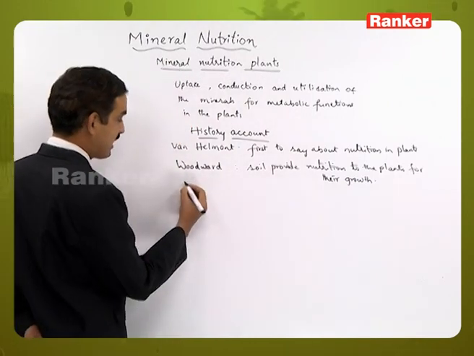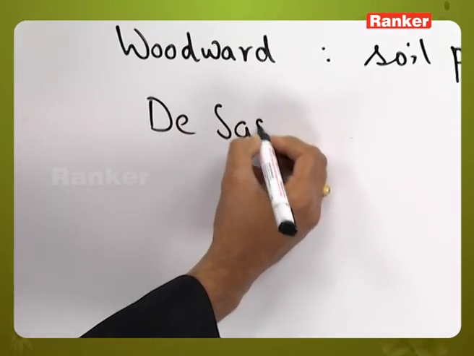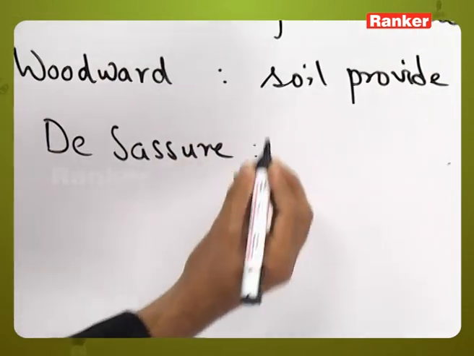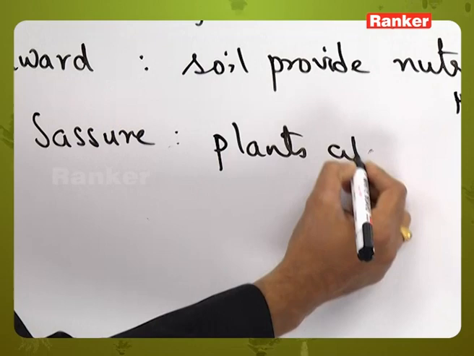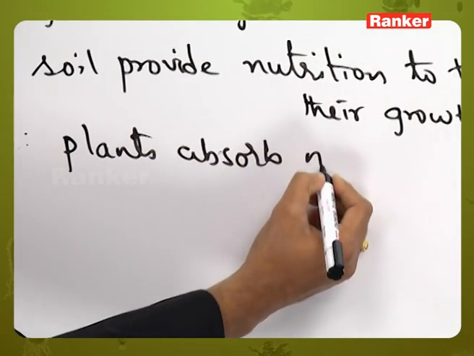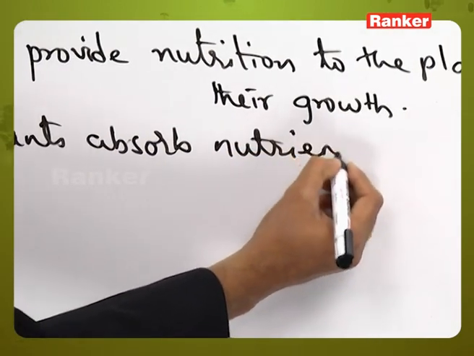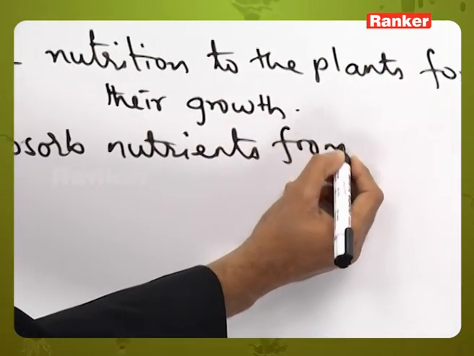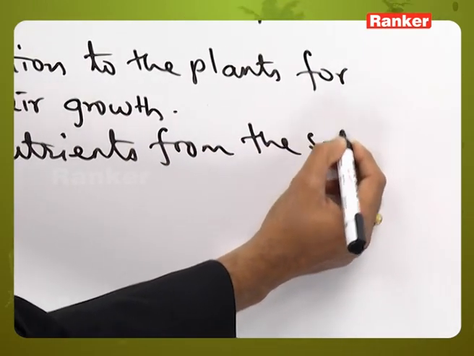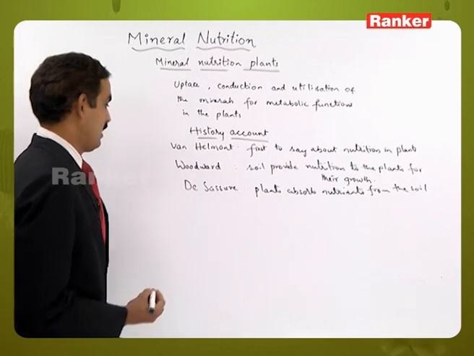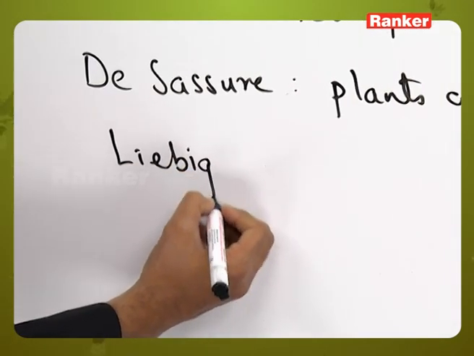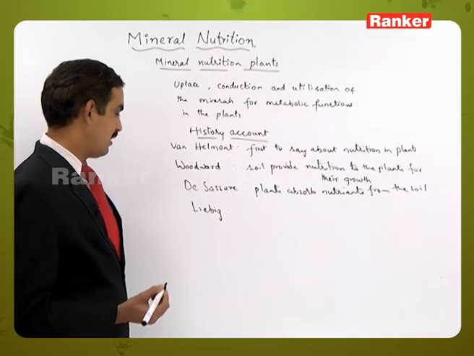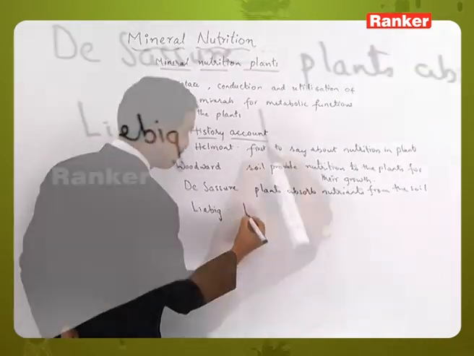And the next scientist is De Saussure. He said that the plants absorb nutrients from the soil. And one more scientist, Liebig. He proposed a law called the law of minimum.